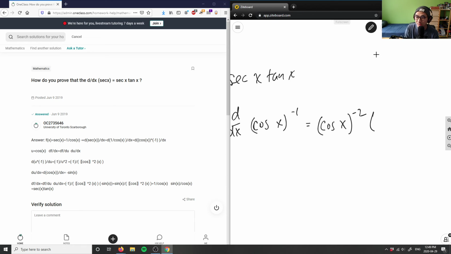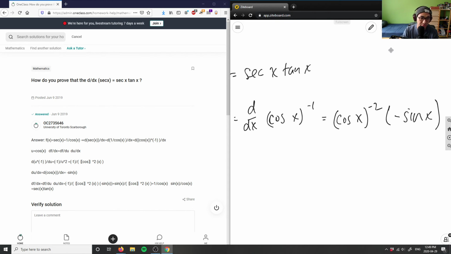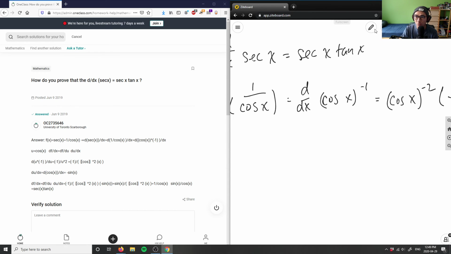Which here is negative sine x. So this here would be my derivative of the cosine x, and as you can see here, they did a u substitution, which is totally fine here. And this actually could make it a bit easier here. So maybe I'll write that down for you, and I can figure that out for you.